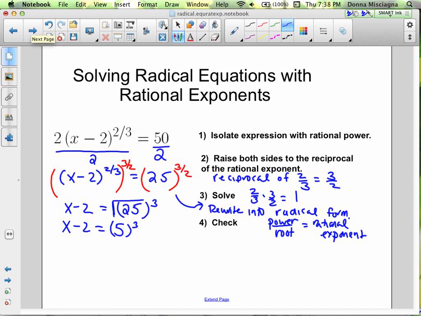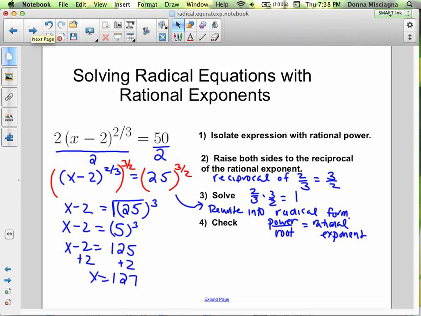Now that's easy. So we just have one little extra step here when we have an exponent like 3/2. We want to rewrite it into radical form. We'll simplify the root. Then we can just raise to the power just like before. So we have x minus 2 equals 5 cubed. 5 times 5 is 25. 25 times 5, that's 125, right? Because 4 times 25 is 100. That's like 4 quarters is $1. Add one more 25, that's 125. So x minus 2 is 125. Add 2 to both sides. So x is 127.